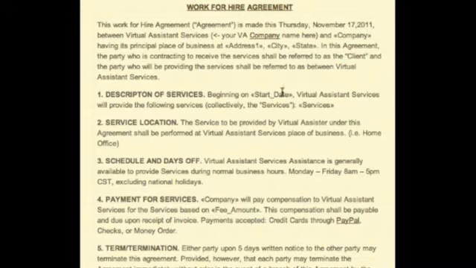Description of the services: beginning on a certain date, Virtual Assistant Services will provide the following services. That obviously is almost always where you start. I actually like to put something in between these two clauses saying, Virtual Assistant Services is a company that does XYZ, Company is a company that does XYZ, Company wishes for Virtual Assistant Services to provide virtual assistant services, right? I like to have a little introductory paragraph.